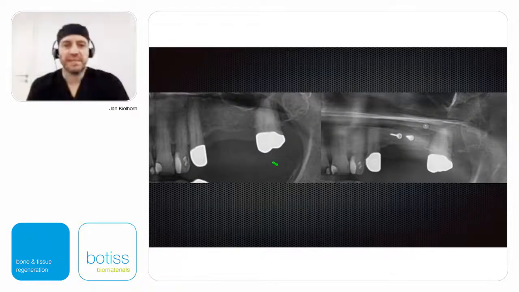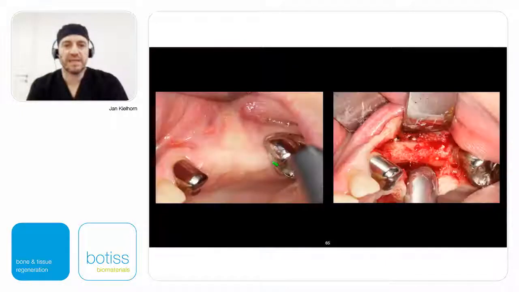In another case, we've done also a lateral augmentation. You see again how nicely the tissue heals using PRF material, and you see how nicely the bone plate integrates into the side, so nearly no difference between the gap and the actual bone plate. The screws are still totally in place, so there's no resorption taking place in this aspect.